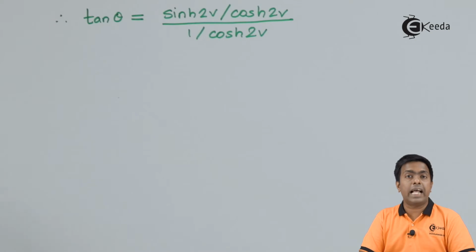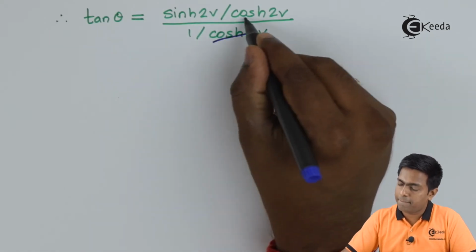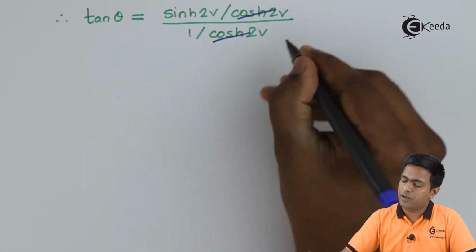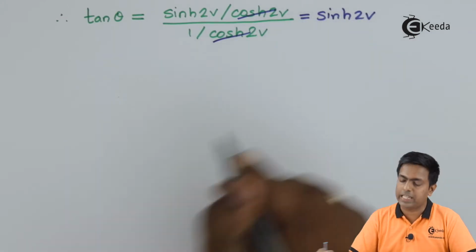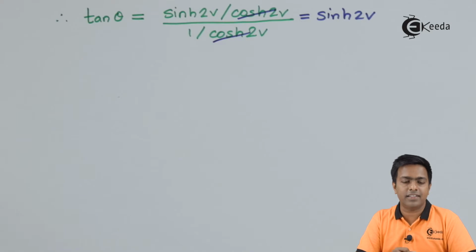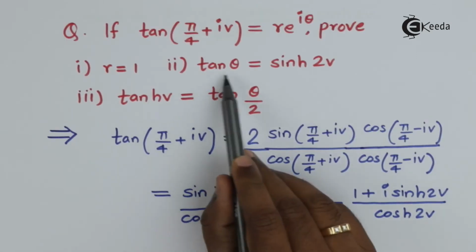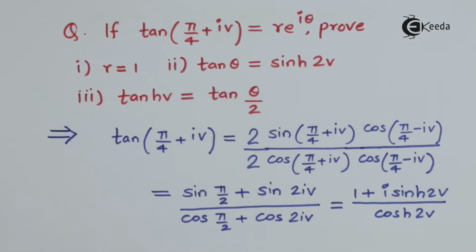Now guys, we'll cancel the denominator. By cancelling it, we'll get hyperbolic sine of 2v, and you can see that we got the second result. So here we have proved that tan theta is equal to hyperbolic sine of 2v. Now guys, let's move ahead for the third result. So here we have to prove that hyperbolic tan v is equal to tan of theta by 2.